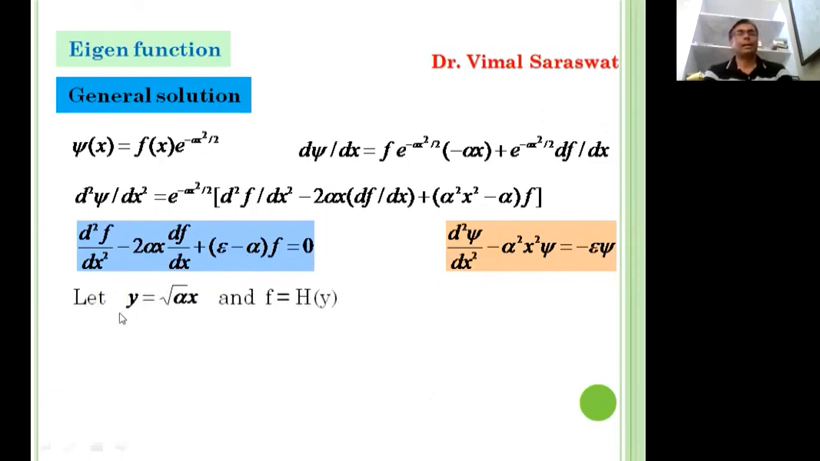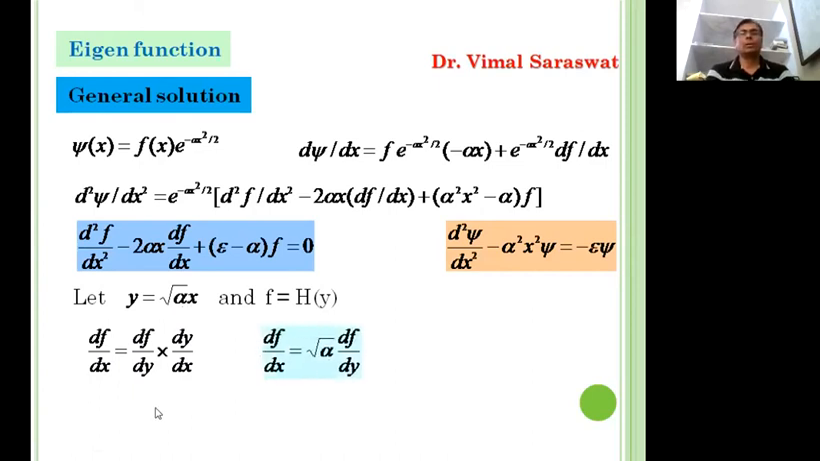Now let y equal to root alpha x and f equal to h of y. So df by dx is equal to df by dy into dy by dx. Now dy by dx from here is root alpha. So df by dx is equal to root alpha df by dy.